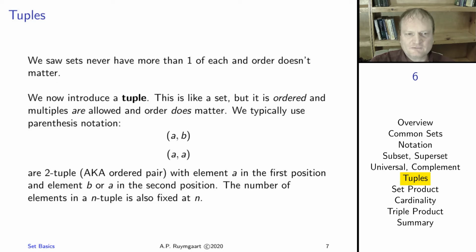So in the slide here we have shown two tuples that are valid tuples, open bracket A comma B and open bracket A comma A, noting that in the second case we have the element A twice. The simplest tuple is a two-tuple, also called a pair or an ordered pair, and an n-tuple is a tuple with n elements. The number of elements in a tuple is also considered to be fixed.